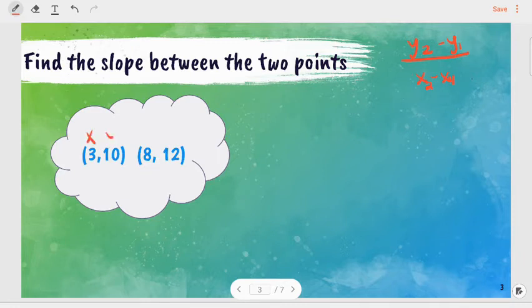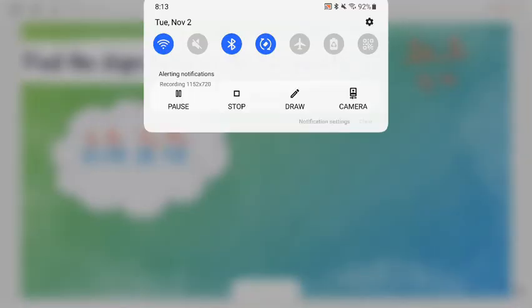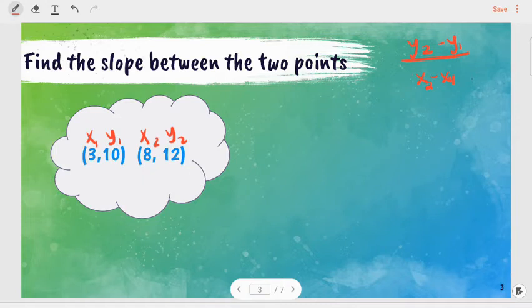This is x, this is y. This is x, this is y. This is my first point, this is my second point. Now that I have them labeled, I can go ahead and plug them into my formula. So here's my fraction bar. I go to my formula, y2. So I'm going to find my y2 and plug it in.